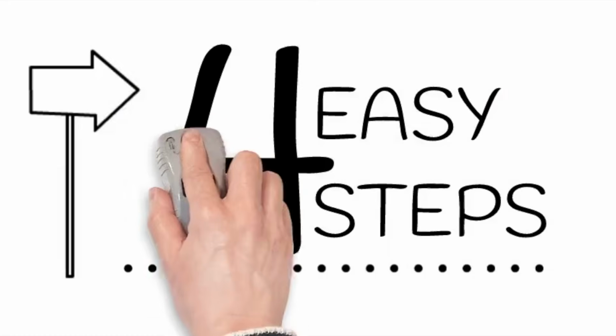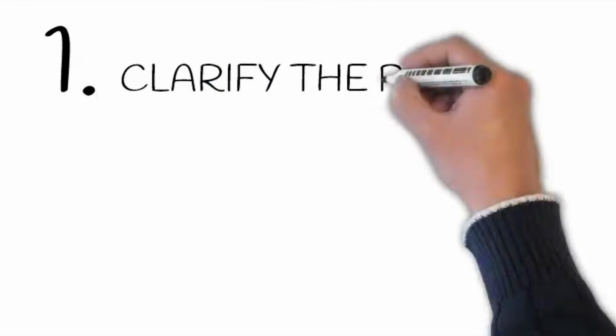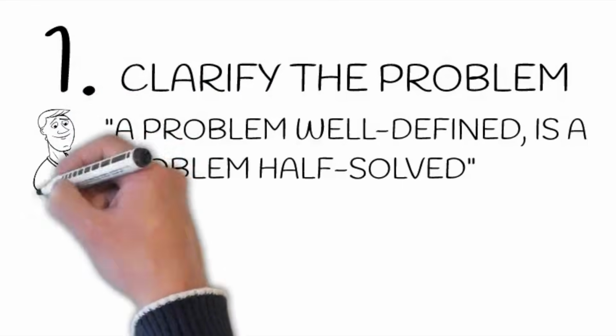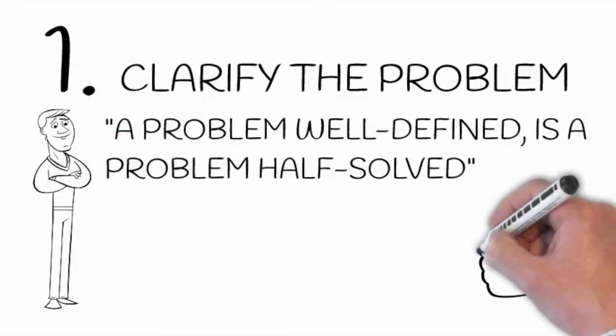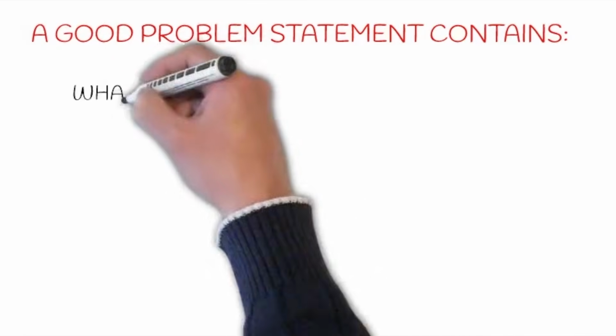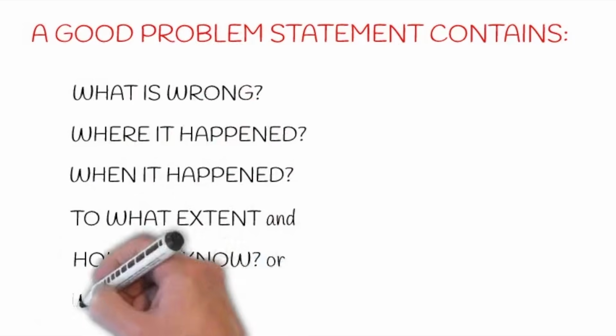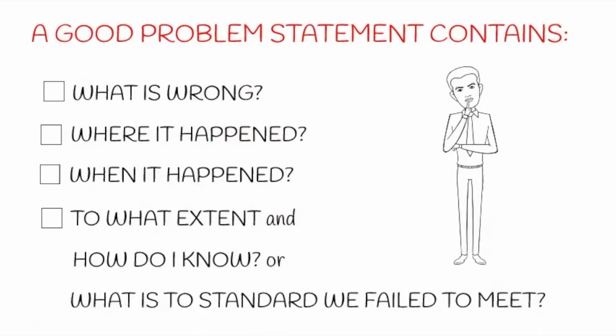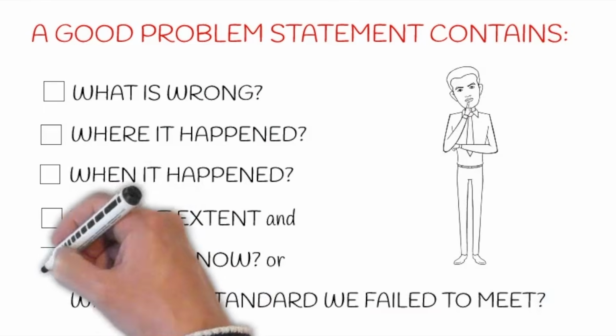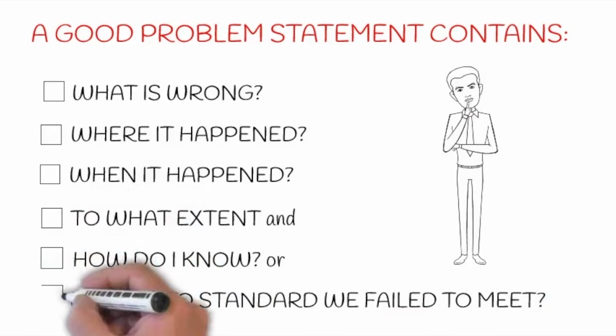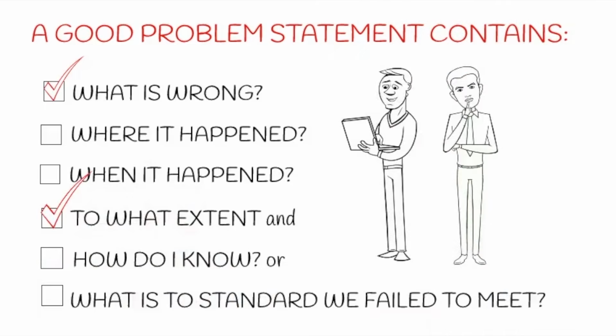Here are 4 easy steps in root cause analysis. Number 1, clarify the problem. A problem well defined is a problem half solved. Remember that a good problem statement contains what is wrong, where it happened, when it happened, to what extent, and how do I know, or what is the standard we failed to meet.